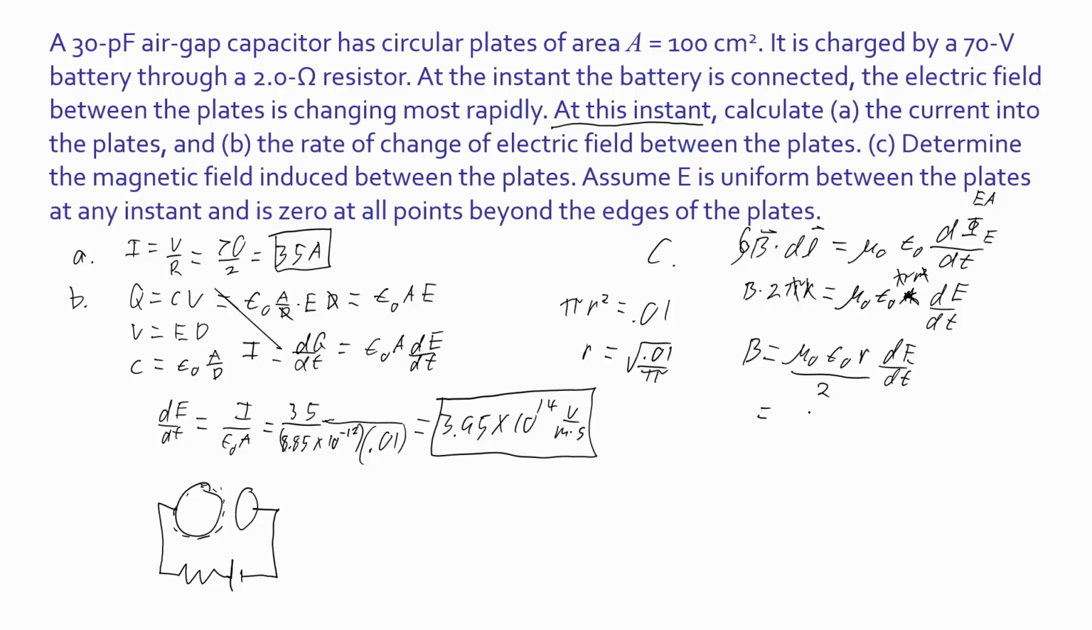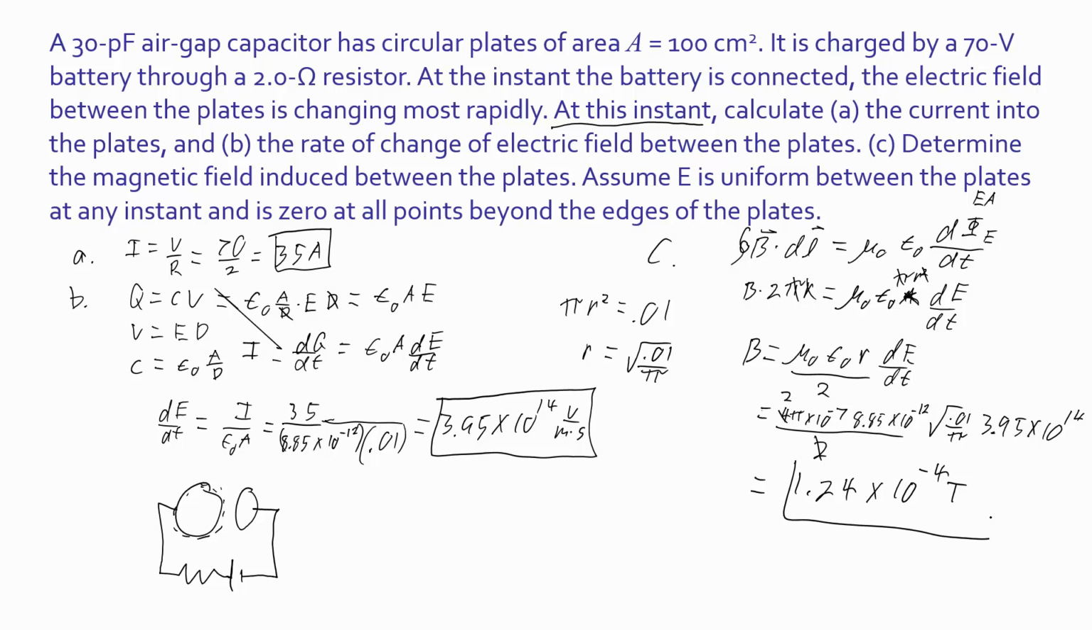So if I plug all of these ugly things in, 4 pi times 10 to the negative 7th, 8.85 times 10 to the negative 12th, and then root 0.01 over pi, and then dE/dt is going to be this guy, 3.95 times 10 to the 14th. I'm going to divide this by 2. And at long last, we get 1.24 times 10 to the negative 4th Teslas as the magnetic field induced between the plates of the capacitor.